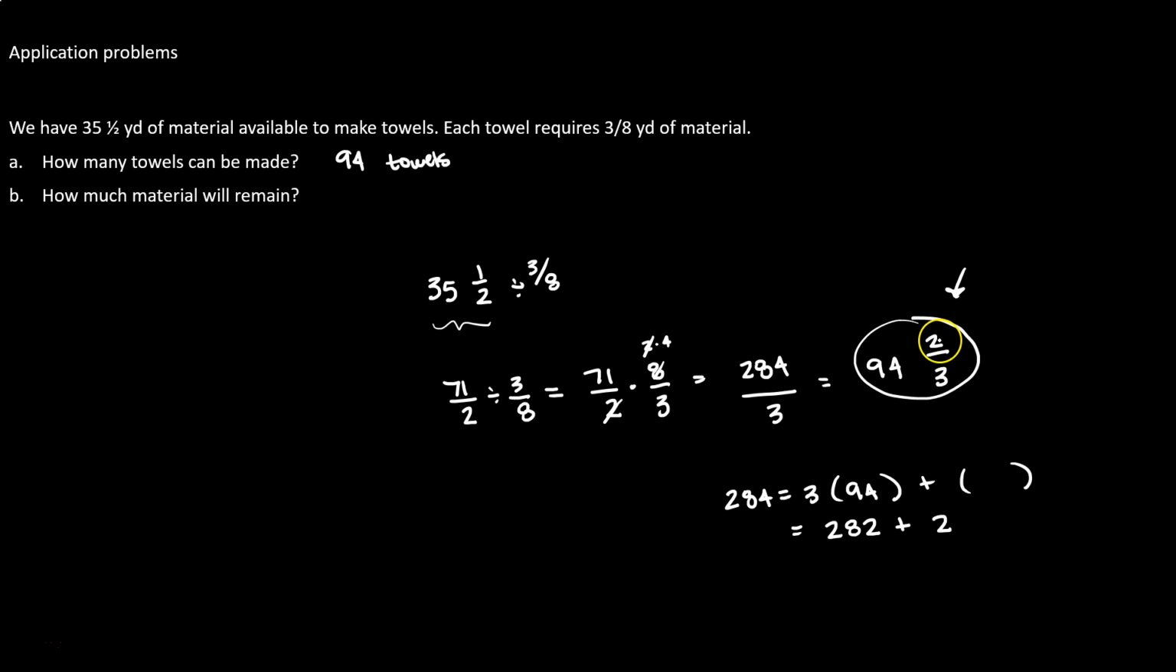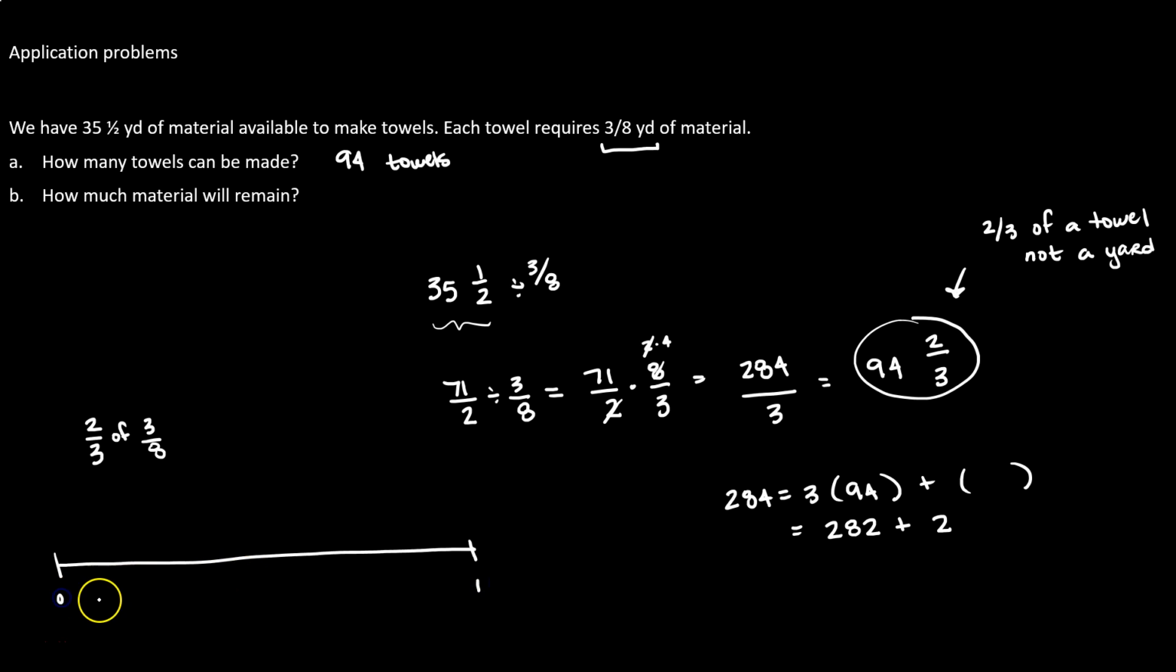However, this 2/3 is 2/3 of a towel. Not 2/3 of a yard. A towel is only 3/8 of a yard. So we're actually going to need to calculate what 2/3 of 3/8 is. And remember that we can do that on a number line.